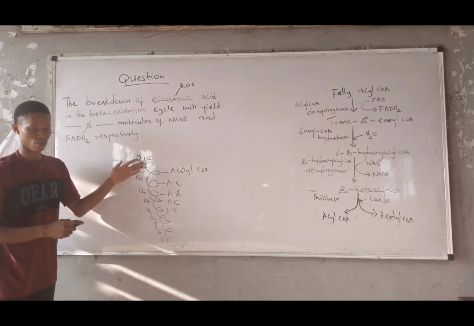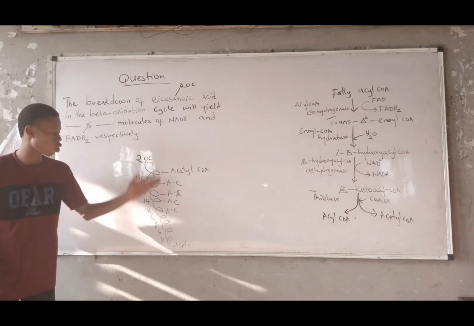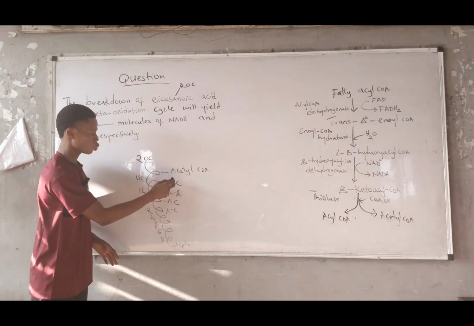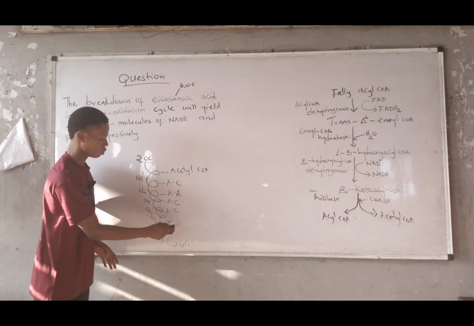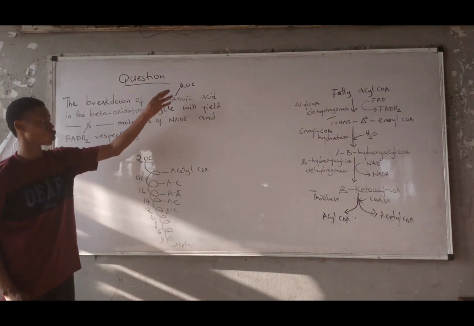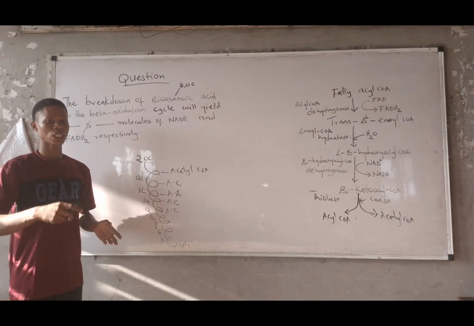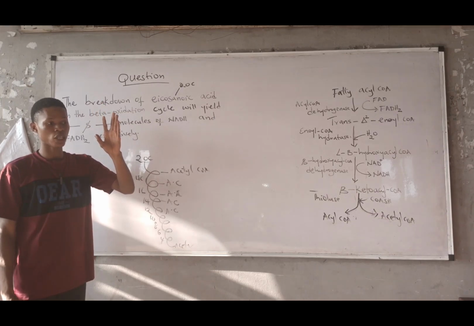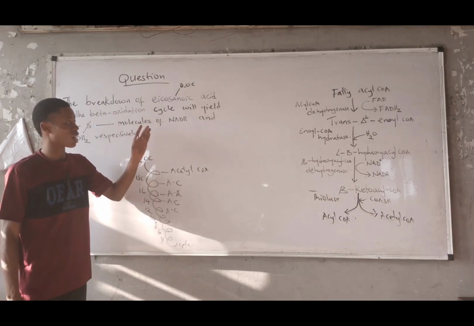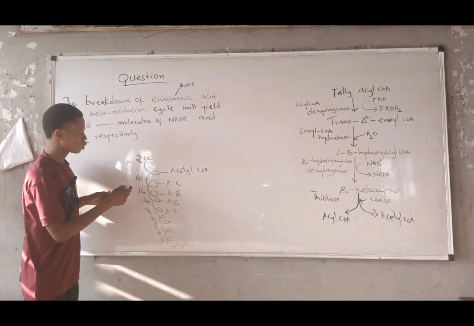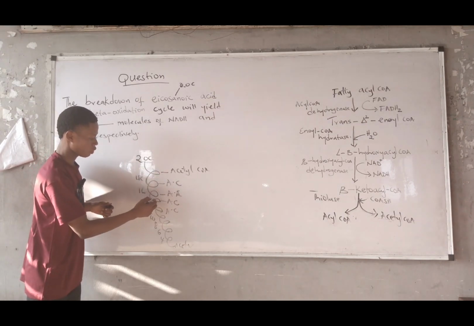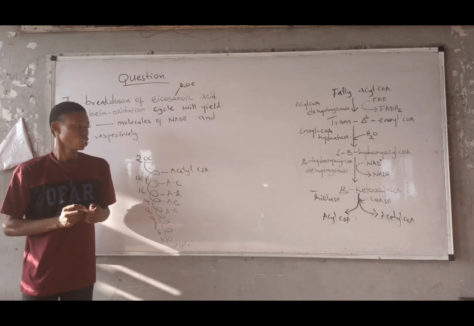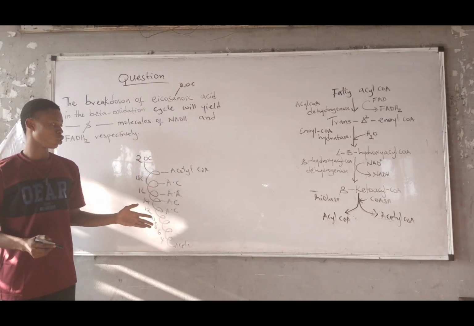Now, how many cycles of beta oxidation did we undergo? How many acetyl-CoA did we produce? 1, 2, 3, 4, 5, 6, 7, 8, 9, 10. It's as simple as dividing 20 by 2, since acetyl-CoA is 2 carbon. So we produce 10 acetyl-CoA, but we have just 9 rounds, if you count 1, 2, 3, 4, 5, 6, 7, 8, 9. So 9 rounds.